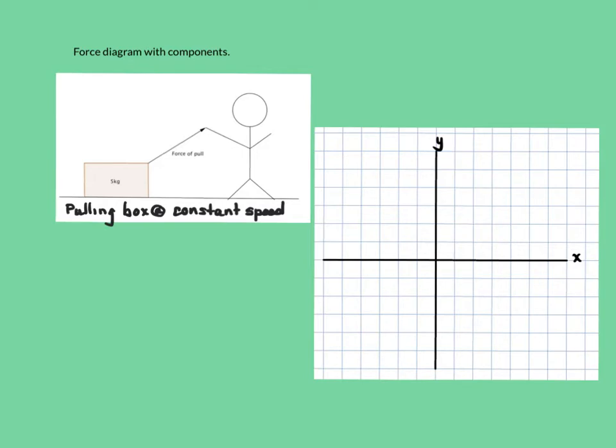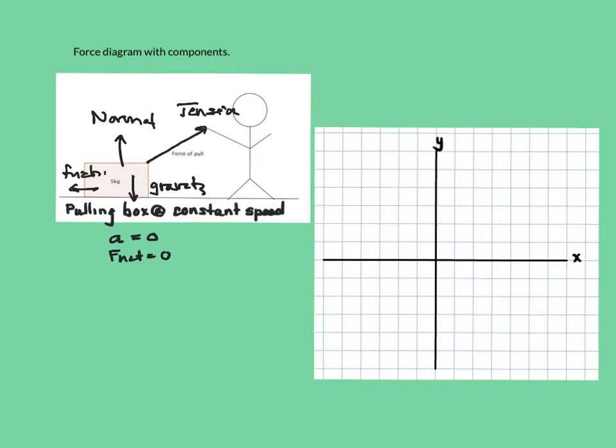Since we're at constant speed, we know that the acceleration is 0 and our F net is going to need to be 0. So we'll start to think about things like we've got gravity, we've got a normal force, we've got this force of tension along this string, and we've got some friction. So I think we've identified all of the forces, and then we'll go ahead and see if we can put that on our diagram.